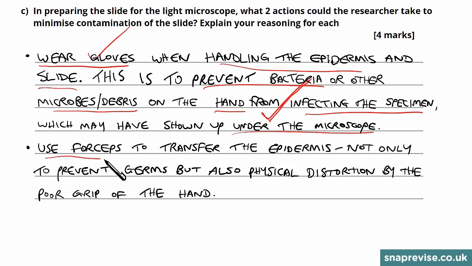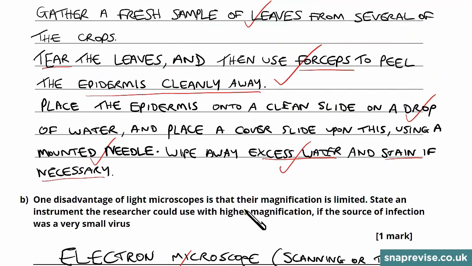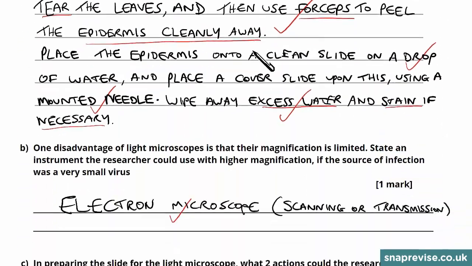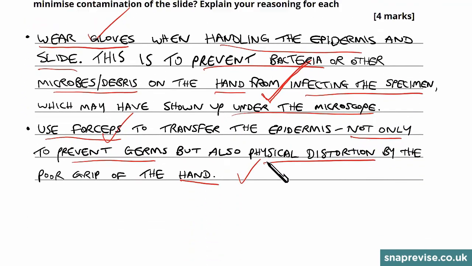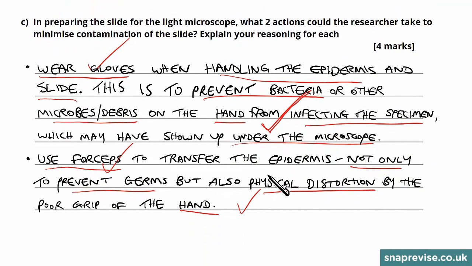The second mark I said was to use forceps to transfer the epidermis. This is not only to prevent germs, but also physical distortion, because the grip of the hand is less precise, so it's more likely to get damaged if not using forceps. So again, using forceps and explaining why we do that. That should cover your 4 marks. These are just a few questions that we've covered based on the planning and the implementation of the method. In the next video, we'll discuss a few questions based on analysing specimens and evaluating what we've gathered. I'll see you in the next video.